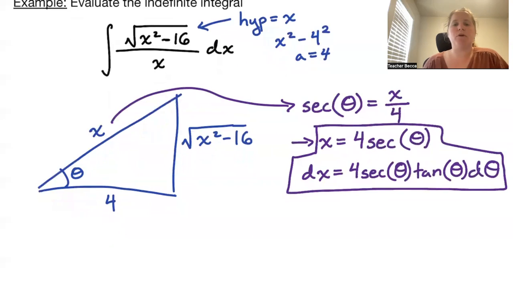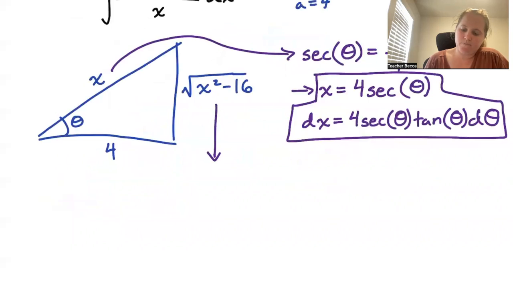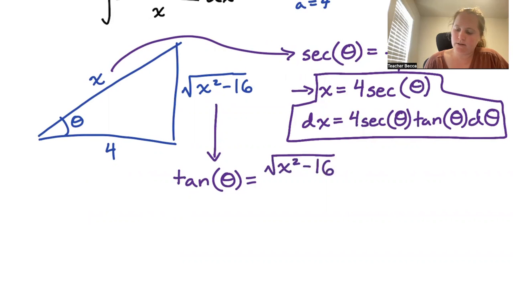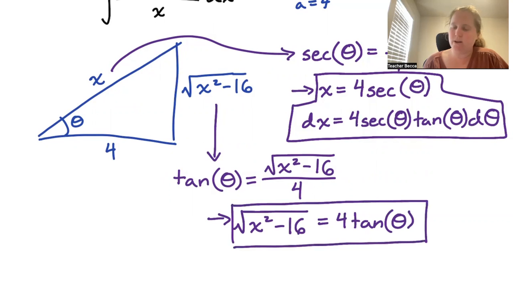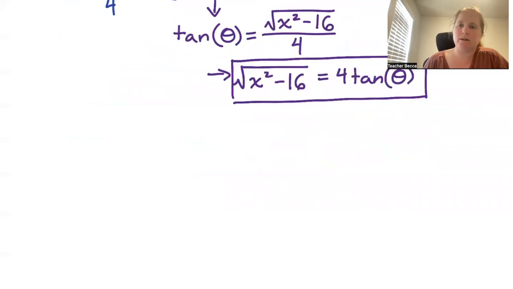For our substitution involving that square root x squared minus 16, we have tangent of theta is equal to the square root of x squared minus 16, our opposite, divided by 4, the adjacent. So at this point, we have all the information. From there, we can solve for our square root. We get square root x squared minus 16 is equal to 4 times tangent of theta. And at this point, we have all the substitutions that we need. So from here, we go ahead and substitute.